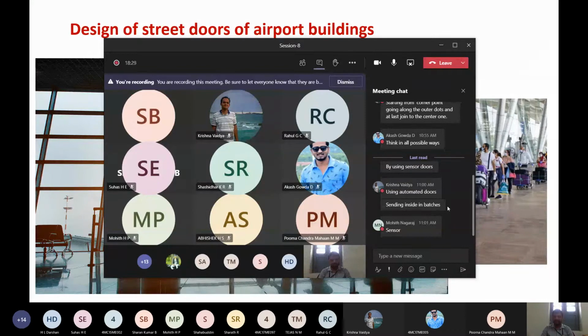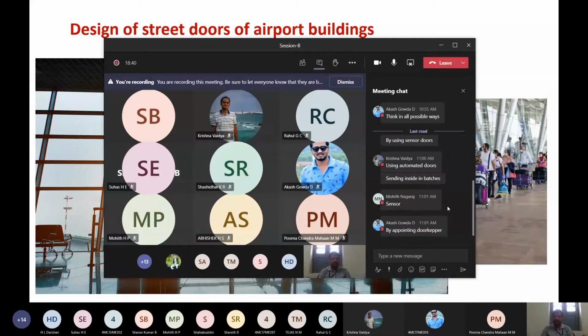When you go somewhere else, do you only see automated doors? What are the other solutions already implemented? Okay, by appointing a doorkeeper. That is a good answer. You can see in 5-star hotels, there will be a doorman. When customers go in front of the door, he will open it.